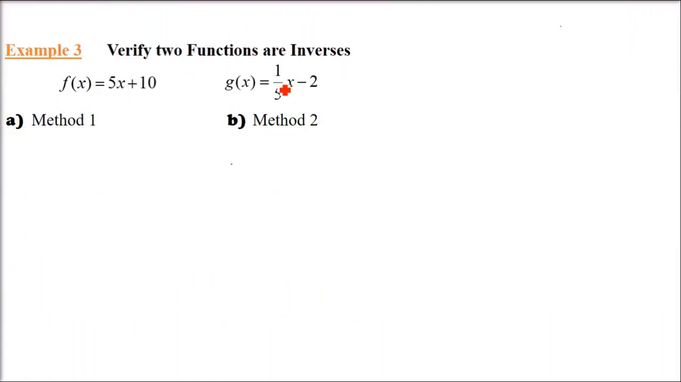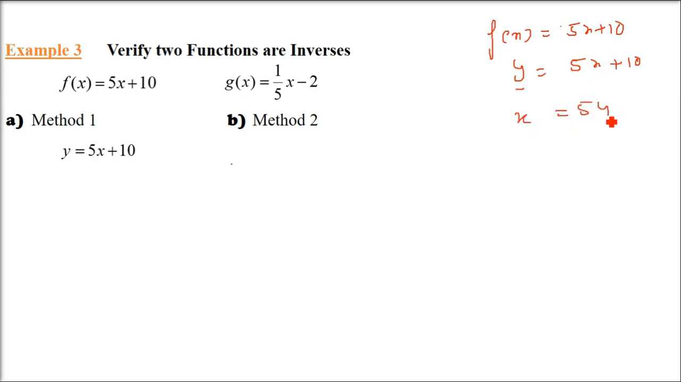These are two functions. How do we find out that these two are inverses of each other or not? There are two methods. The first method: f(x) is equal to 5x plus 10. Assume f(x) to be y. So y equals 5x plus 10. Now interchange x and y values. I am placing x as y and y as x. So this is x equal to 5y plus 10.